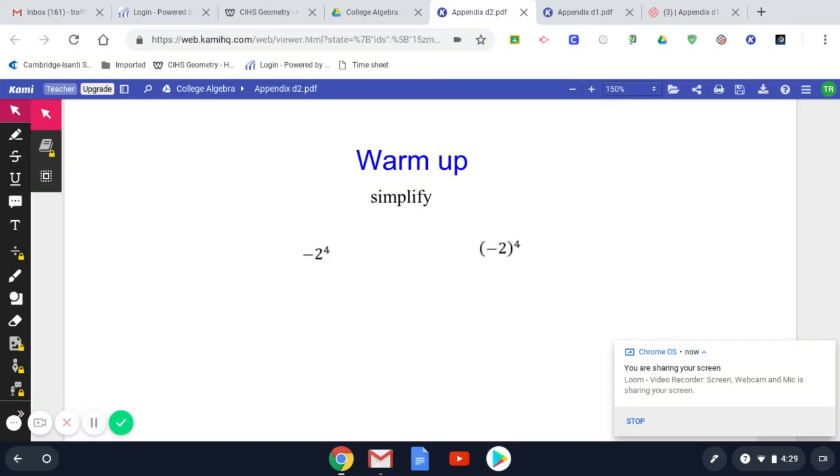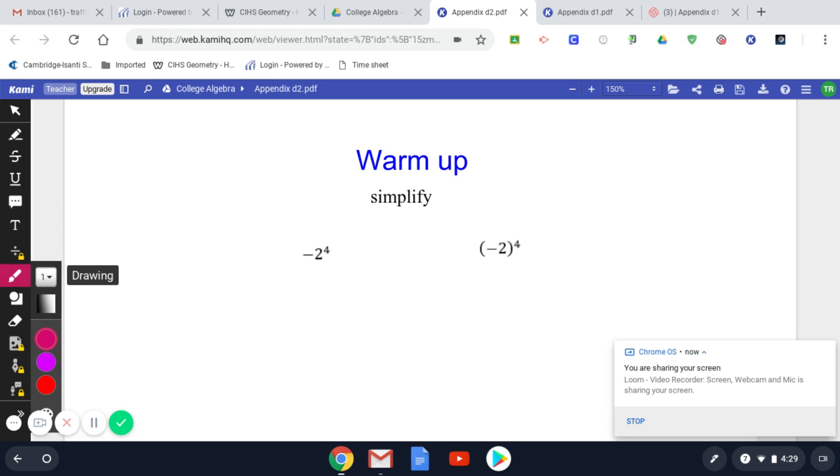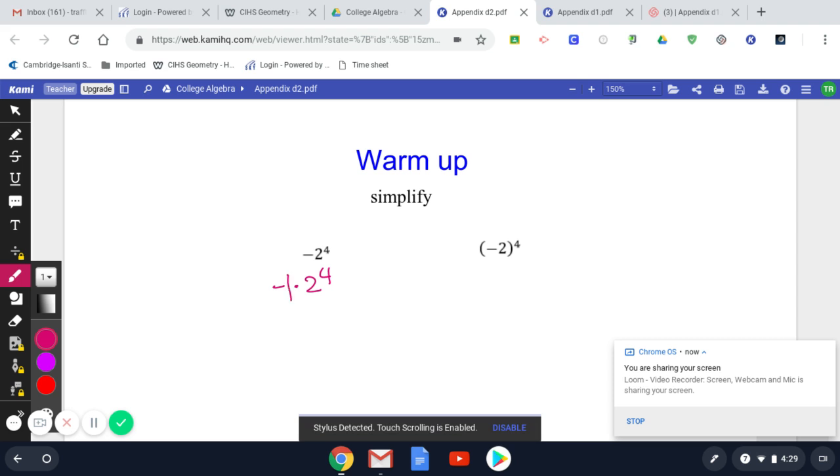Okay, so to start, let's just have you do these two problems. Very simple. On the first one, the only difference is those parentheses. You probably remember from your previous classes getting it drilled into you. This is negative times 2 to the fourth, like negative 1 times 2 to the fourth. So this ends up being negative 16.